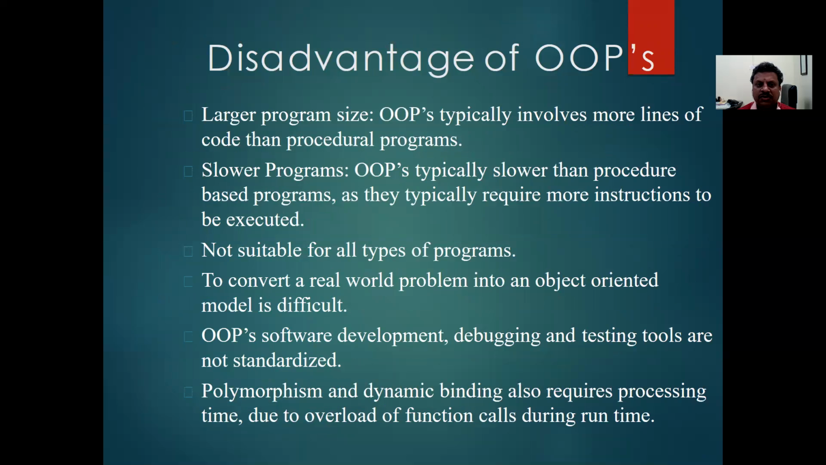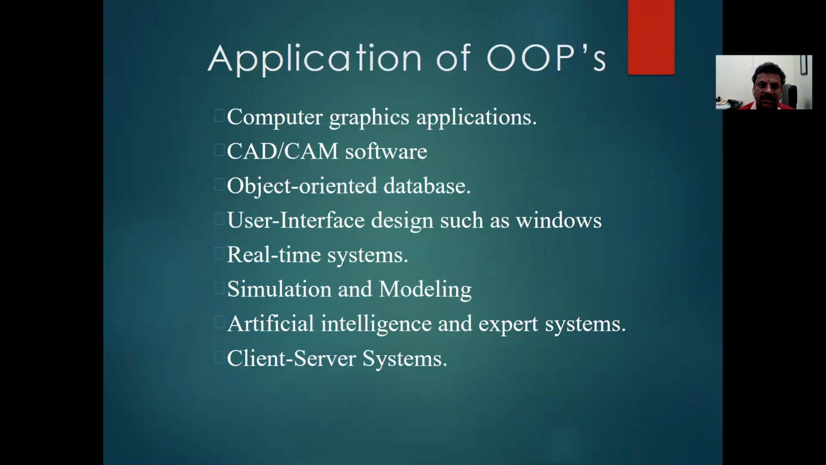It also has certain disadvantages. Large programming size, slower programs, and not suitable for all types of programs. To convert a real world problem into an object oriented programming model is difficult. OOP software development, debugging and testing tools are not standardized. Polymorphism and dynamic binding also require processing time due to overhead of function calls during runtime.